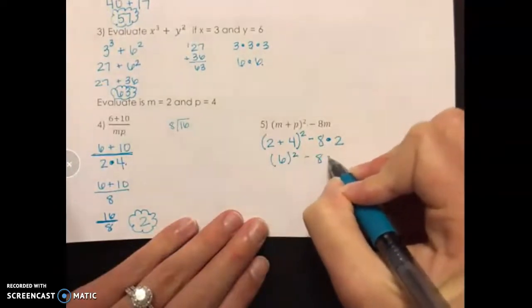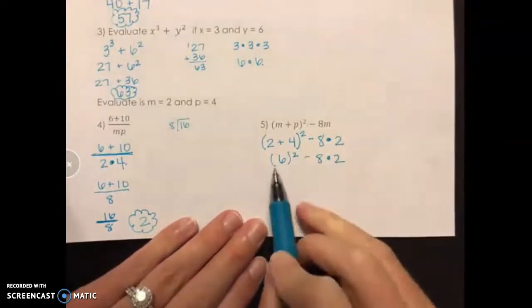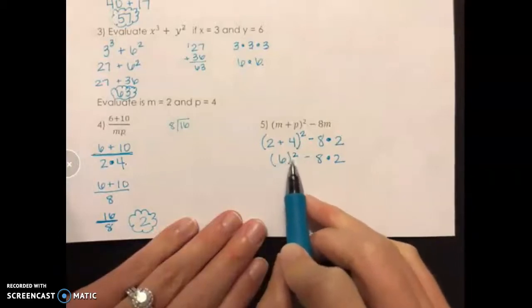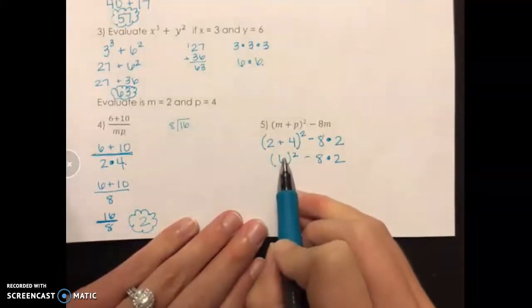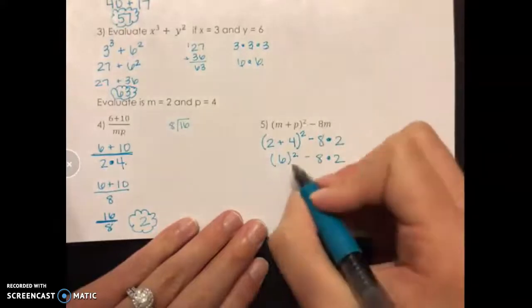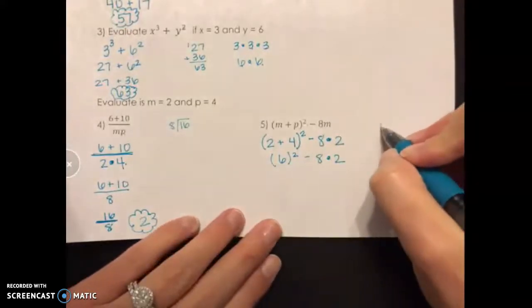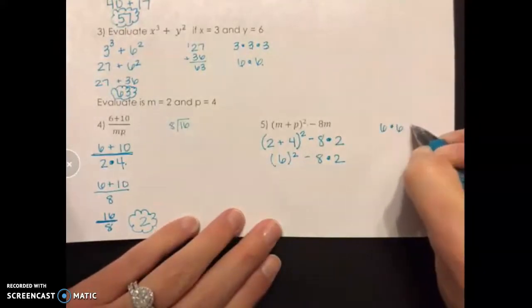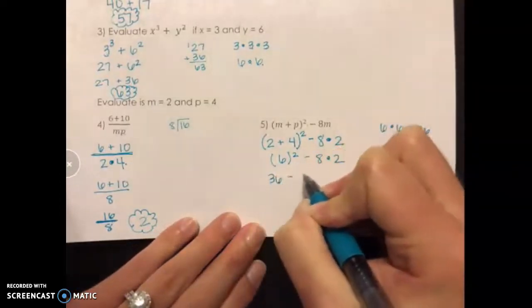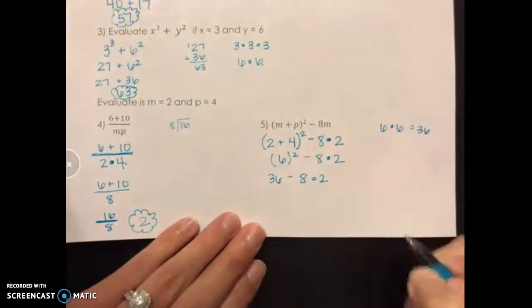Okay, nothing else really to solve in the parentheses. I just left those so it's a nice separation here. So 6 raised to the second power, or 6 squared, because I'm going to need to do exponents first. We know that 6 squared would be 6 times 6. That would be 36. So 36 minus 8 times 2.